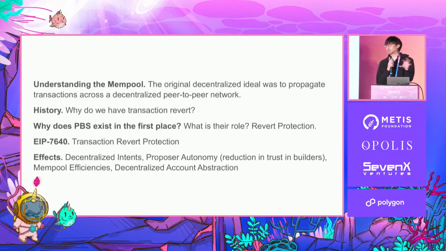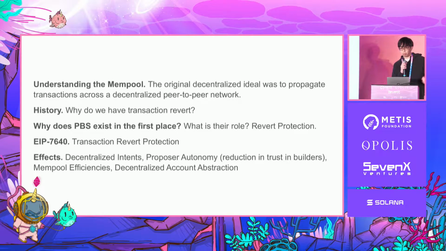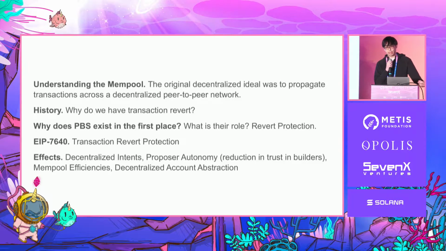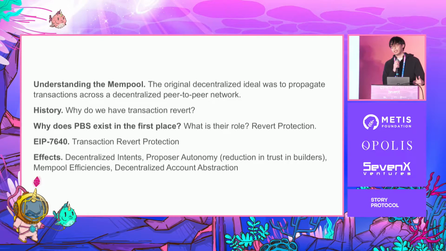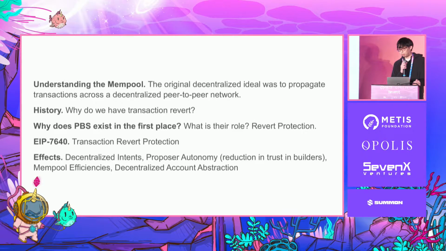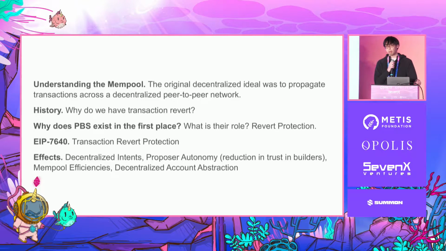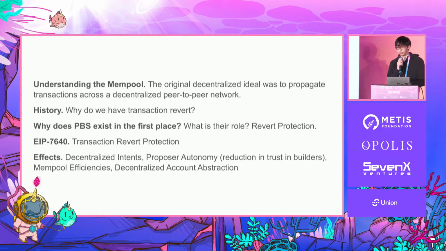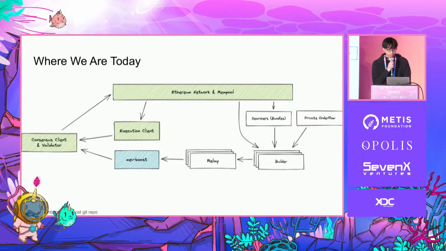Why does proposer-builder separation exist? What is the role? And then the proposed EIP and the effects, principally making intents more decentralized, encouraging greater proposer autonomy with reduction in trust in builders, greater mempool efficiencies, and creating more decentralization and account abstraction.